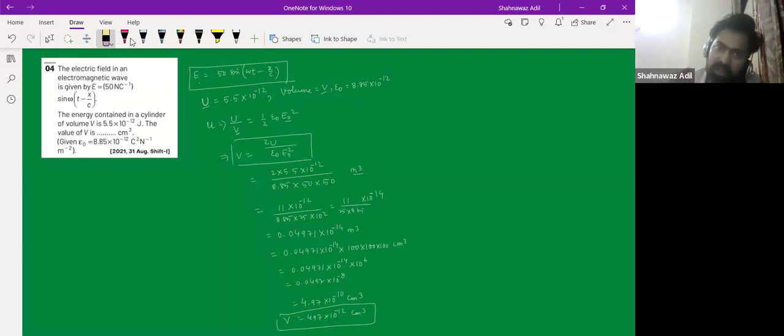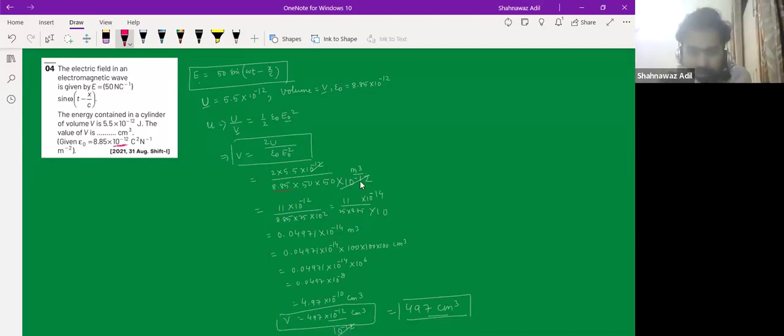Oh, so I have missed this. Sorry, there was this 10 to the power minus 12 as well, right? Yes. So this is 10 to the power minus 12, so this part is cancelled, right? So we have 10 to the power minus 12 in the denominator. So this is 497 centimeters. This is the answer, 497. I have not written this part, so this is also there. Yes, please correct that.